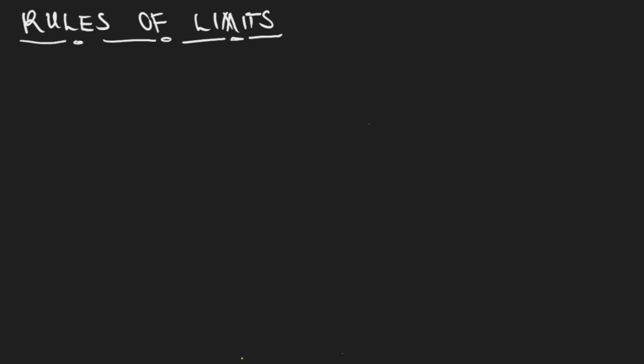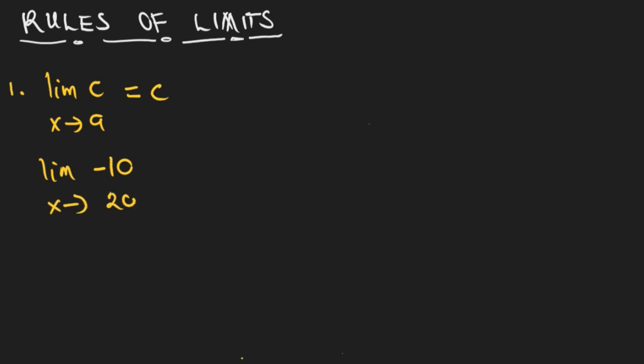So the first one, let C be a constant, or let it be a constant function, and then A be a real number. So we can say that the limit of C as x approaches A is equal to C. What do we mean by this? So C is a constant function and then A is a real number. So for example, if you have the limit of -10 as x approaches 20, we should have -10.